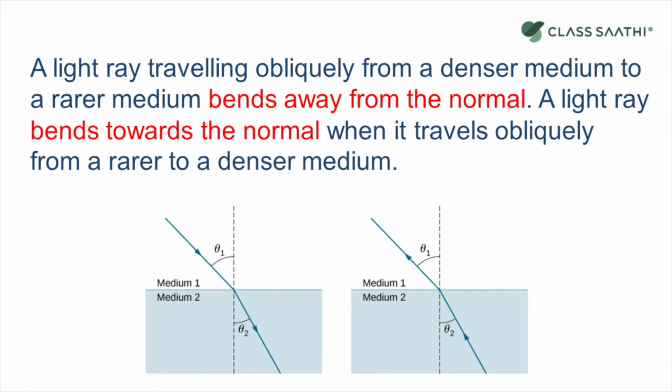Now that we've seen reflection, we now go ahead to understand refraction, which is the bending of light across the interface between two media. Now when a ray of light travels obliquely from a denser medium to a rarer medium, it will bend away from the normal, whereas if it travels from a rarer medium to a denser medium, it will bend towards the normal. This is illustrated by the figure shown below.